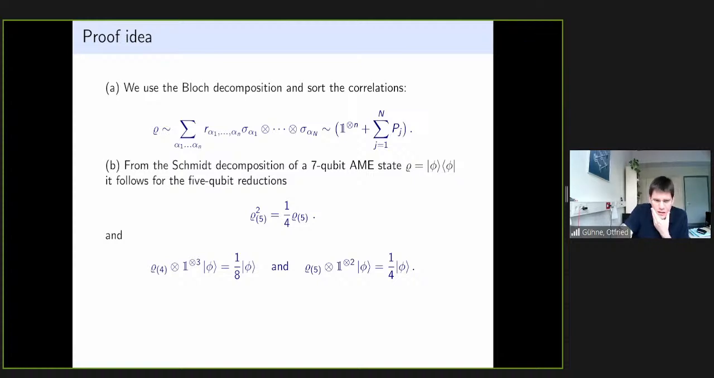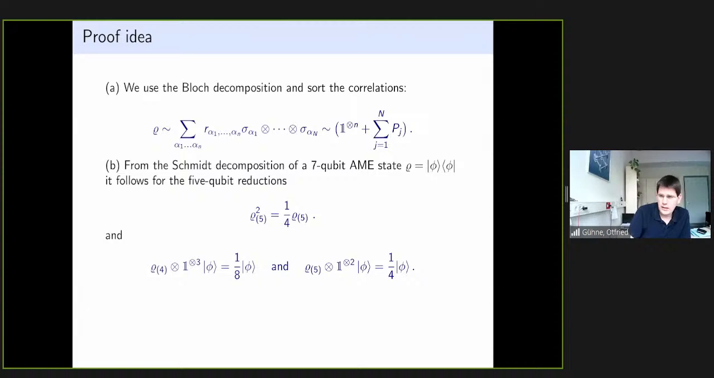Then, if you had an AME state of 7 qubits, you can write some properties of its reduced states, because they have to be essentially proportional to the identity. And this gives you some relations between these reduced states, and also you can say that the global state is an eigenstate of its reduced state. And this just follows from the fact that this is an absolutely maximally entangled state.